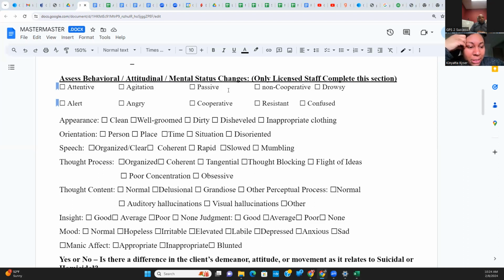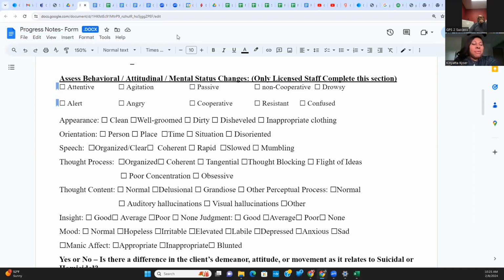So they could be attentive, agitated, passive, not cooperative, drowsy, alert, angry, cooperative, resistant, confused. You don't necessarily have to do these two things, even though we still click them because we already know our clients. You're going to know your clients when they're sitting there in front of you, but sometimes they're not sitting in front of you, so you might not have to do this.